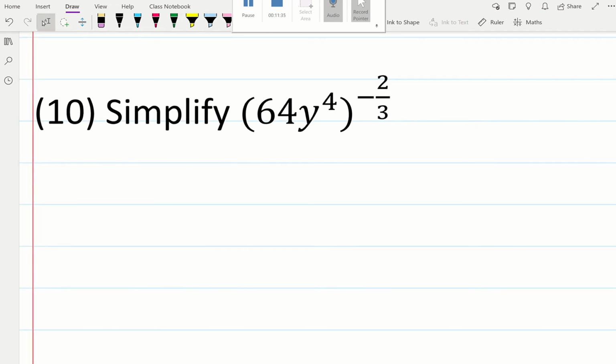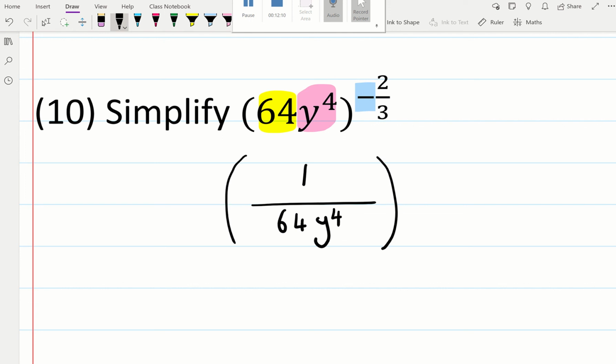And this is the final example. You've got 2 parts inside the bracket, but you have got a negative and fractional power. Now, the first thing that you have to remember with the negative is that it turns it into a fraction. So instead of 64 y to the power of 4, you now have 1 over 64 y to the power of 4, all to the power of a positive 2/3.